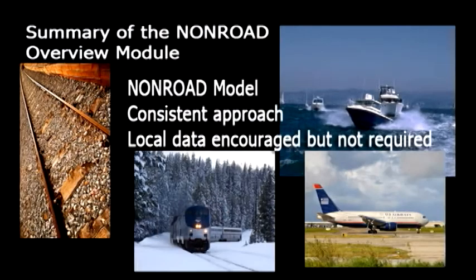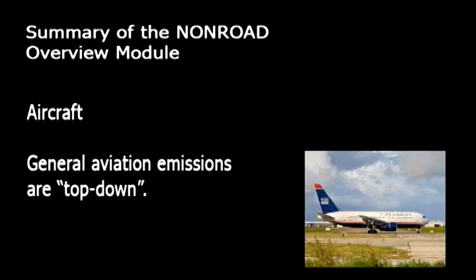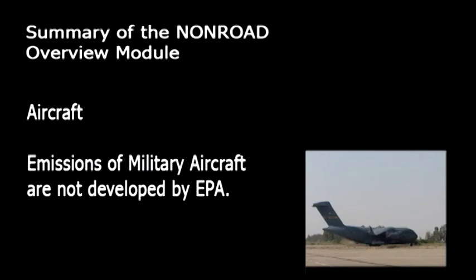Now let's summarize the Nonroad overview module. The Nonroad model offers a consistent approach for multiple source category emission estimation. Users may rely on defaults built into Nonroad so they can avoid local data collection. Commercial aircraft emission estimates are done at the airport level and rely on FAA databases and inputs. In contrast, general aviation emissions are estimated top-down from national fuels data. Emissions of military aircraft are not developed by EPA.